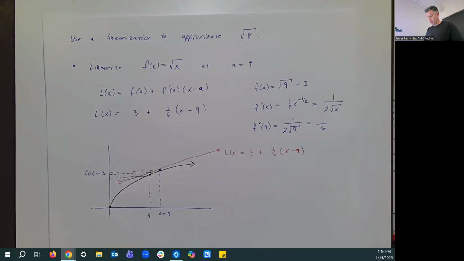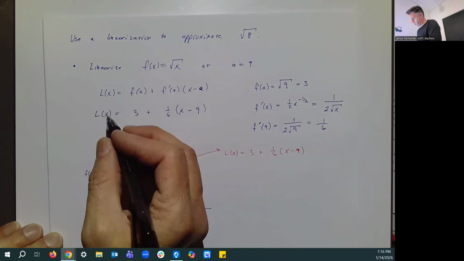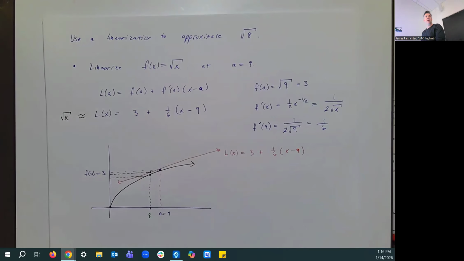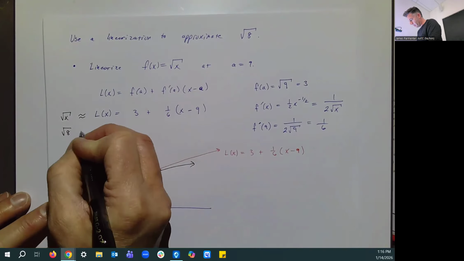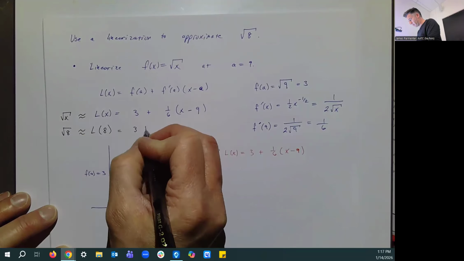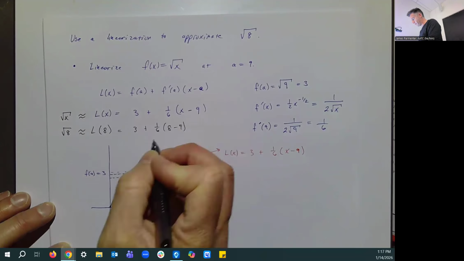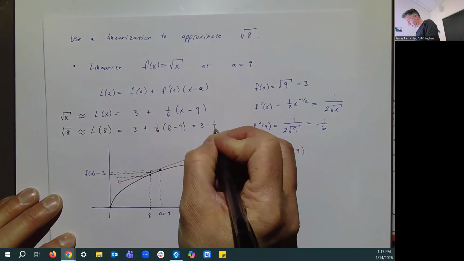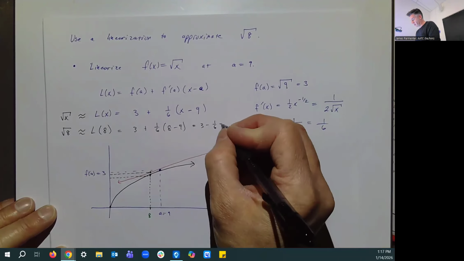Let's see. I'm going to write a few more things here. I'm going to point out that this L of x is an approximation of the square root of x, at least when we're close to 9. If we move too far away, not a very good approximation, but close to 9, really good approximation. So then I can say that the square root of 8 is approximately the linearization evaluated at 8, which is going to equal 3 plus 1/6 times 8 minus 9, or 3 minus 1/6, which normally I would like to write as a mixed fraction. It's going to be 18 minus 1, 17 over 6.